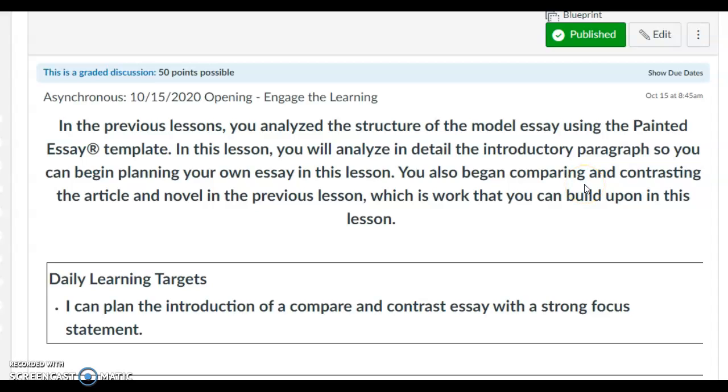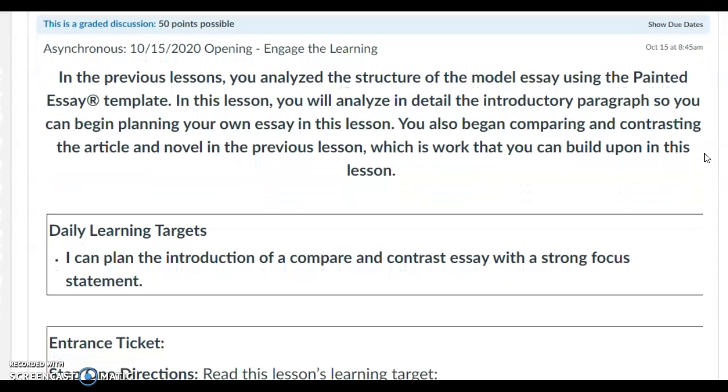All right, guys, today we are going to continue on in writing our compare and contrast essay. Before you get into class, I'm going to go over the directions for our asynchronous time today. So in the previous lesson, you analyzed the structure of the model essay using the painted essay template. In this lesson, you will analyze in detail the introductory paragraphs so that you can begin planning your own essay.